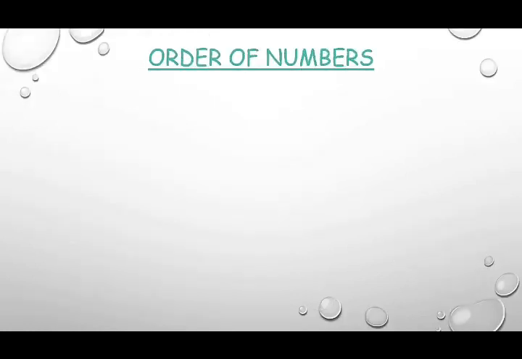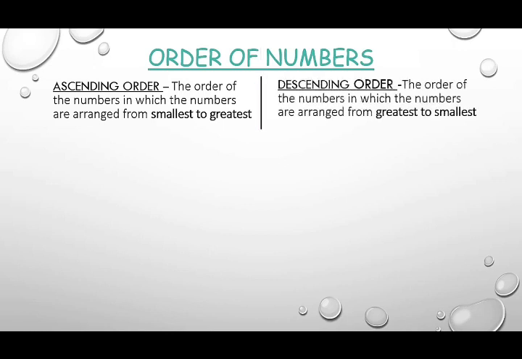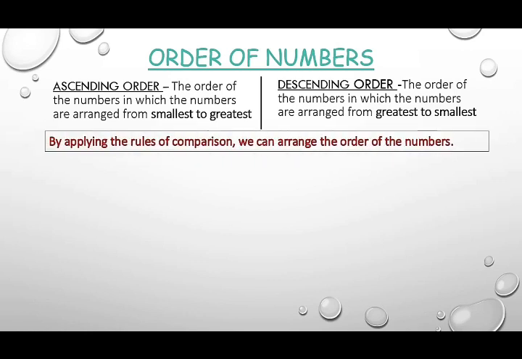Now we will discuss order of numbers. First is ascending order. The order of the numbers in which the numbers are arranged from smallest to greatest. Next is descending order. The order of the numbers in which the numbers are arranged from greatest to smallest. By applying the rules of comparison, we can arrange the order of the numbers.